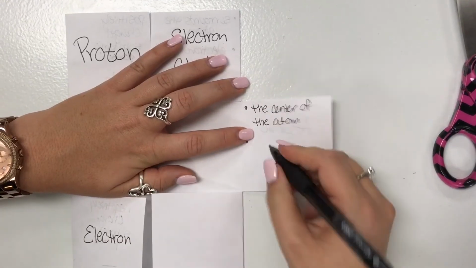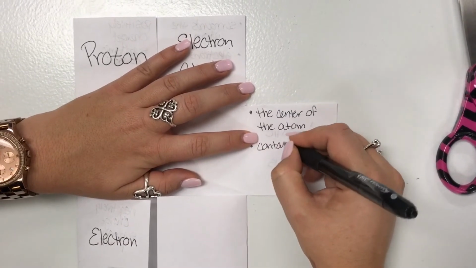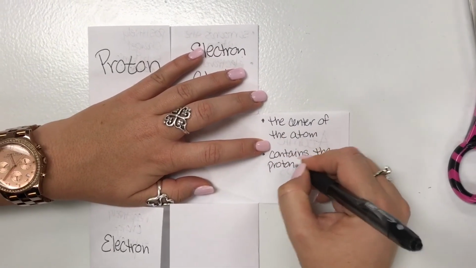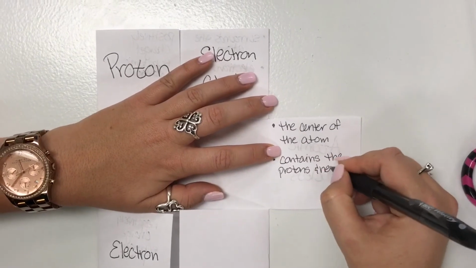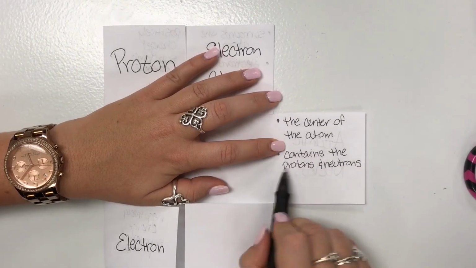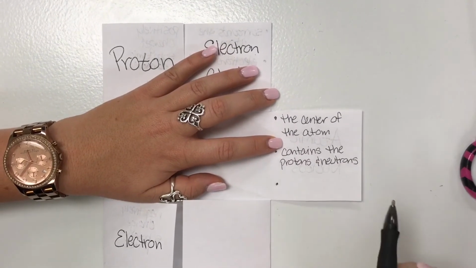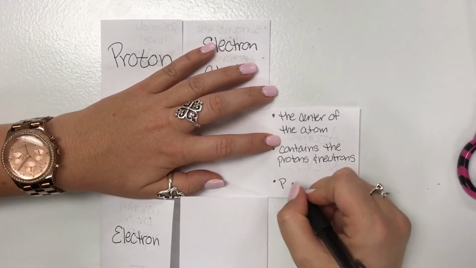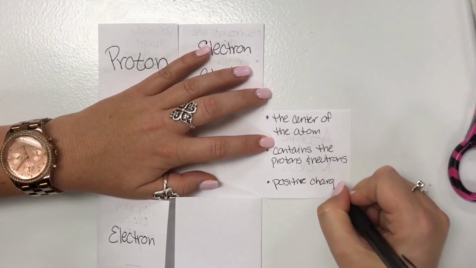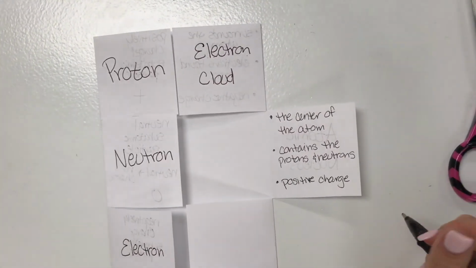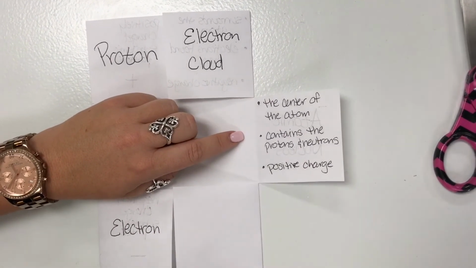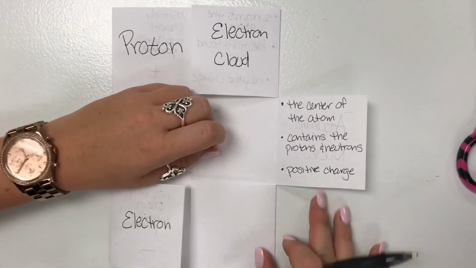So in the center of the atom, it contains the protons and neutrons. And because it has the protons, which are positive, and the neutrons, which are 0, the nucleus has a positive charge. It's okay if this seems like a lot right now. We're going to go over it in class. So the atomic nucleus, center of the atom, contains the protons and neutrons, and it has a positive charge.